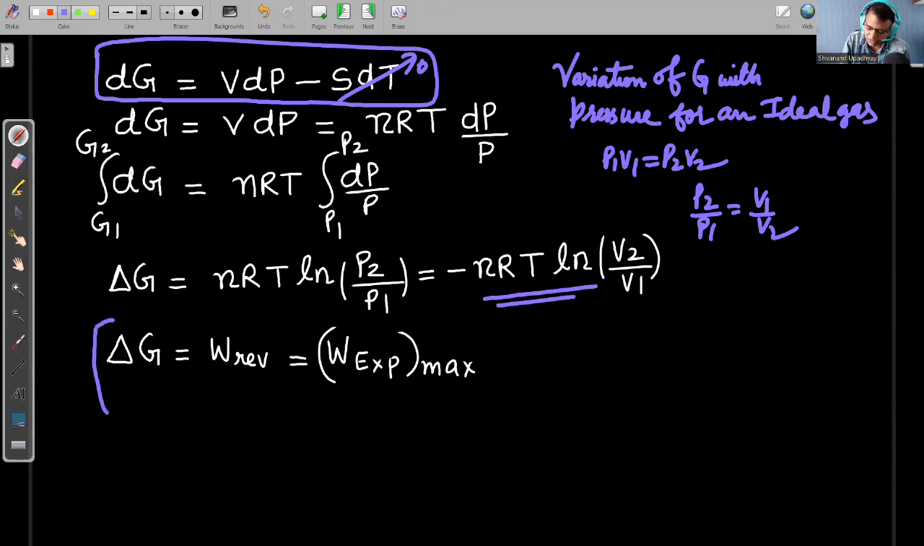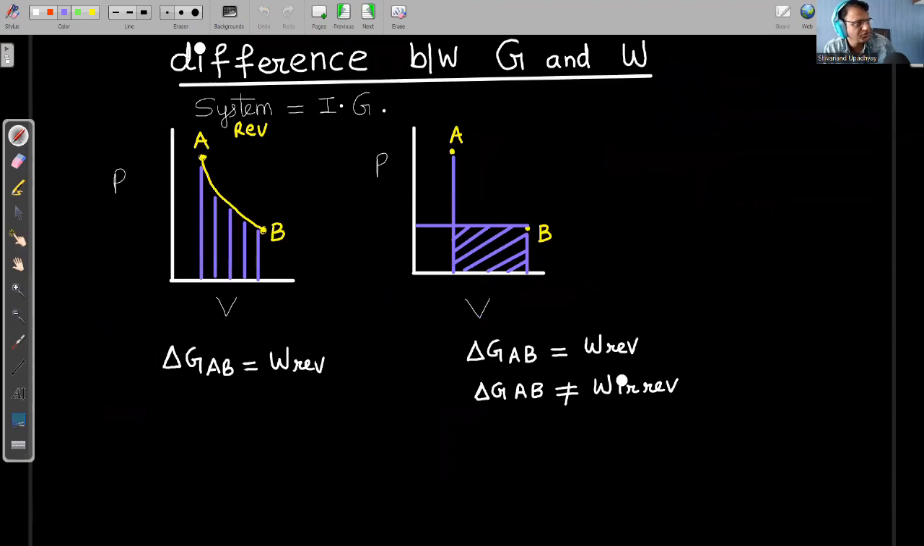So change in Gibbs free energy for an ideal gas participating in isothermal process is equal to the work done by the gas in a reversible isothermal process. So this is the conclusion we got. Now, what is the difference between Gibbs free energy and work done? Because here the change in Gibbs free energy is equal to work done, but we know that work done is a path variable while Gibbs free energy is a state variable.